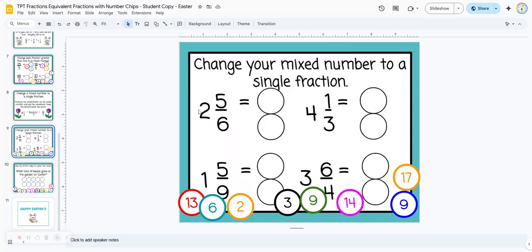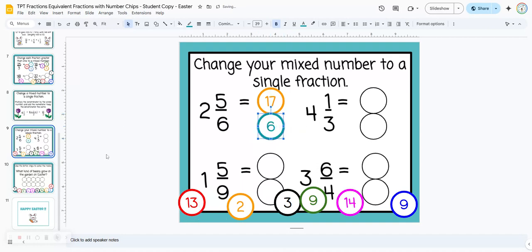So here 6 times 2 is 12, plus 5 is 17. And we get 17, and then that denominator stays the same, 17/6. And then they've got 3 more to do.